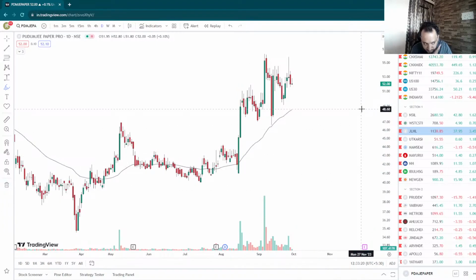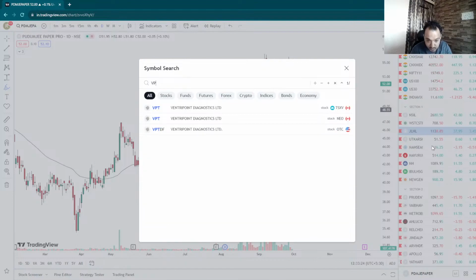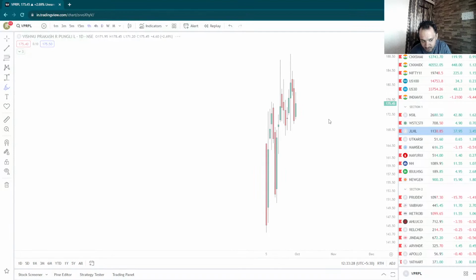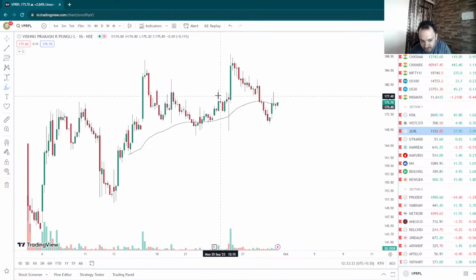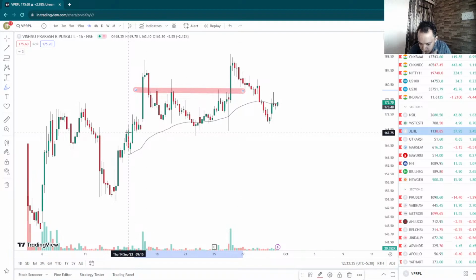I'll give you another example. So we bought this, but it did not work out very well. But look at this. As soon as the range was right here. This is the hourly chart. Don't use hourly charts on normal stocks. It's an IPO, so there is no other option. Daily charts are too small.